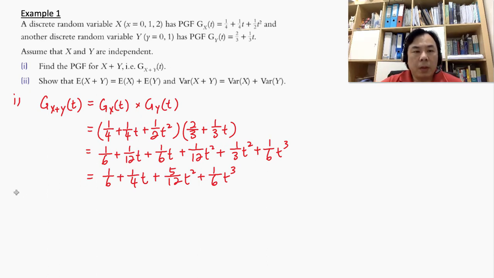Okay, now second question. Show that the expected value of the discrete random variable x plus y is the same as the sum of the expected values, and then the variance is equal to that. Now we're going to try to check whether it works or not. All right. Okay, now first of all, E of x plus y. So let's start from here.